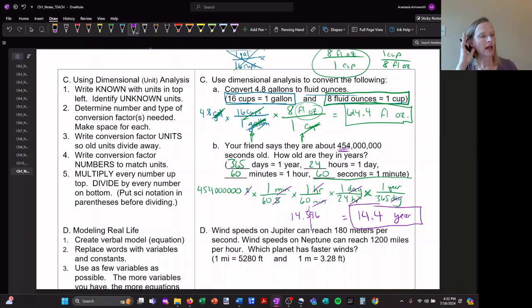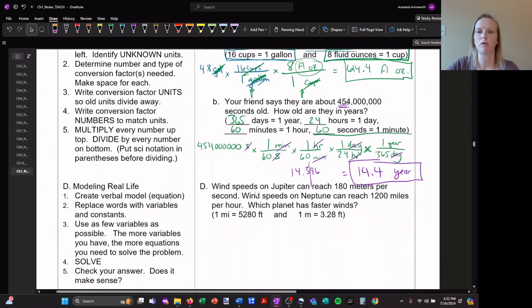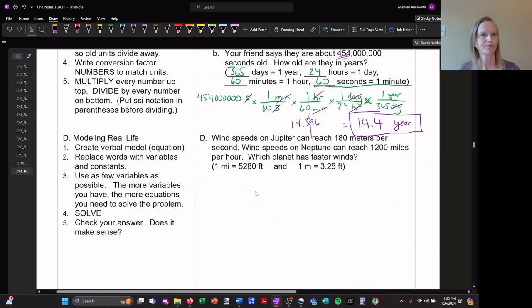So let's look at modeling real life and using this same strategy for conversion factors. Wind speeds on Jupiter can reach 180 meters per second. Wind speeds on Neptune can reach 1,200 miles per hour. Which planet has faster winds? Well, we can see that these units are different. So I have to take one set of units and convert it to the other planet.